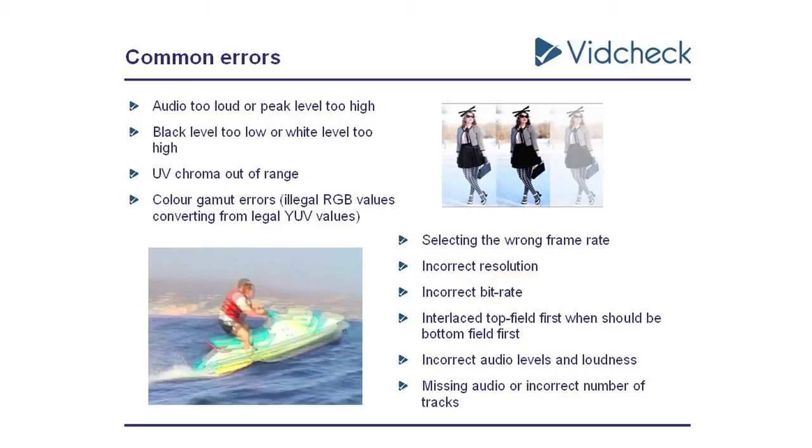Some of the simple technical errors that can occur during post-production, or rendering, or file production, include incorrect frame rates, resolution, bitrate, field orders, aspect ratio, the incorrect length of colour bars and black frames, incorrect audio levels and loudness, missing audio, or incorrect number of tracks.